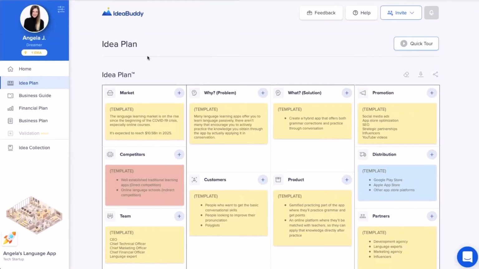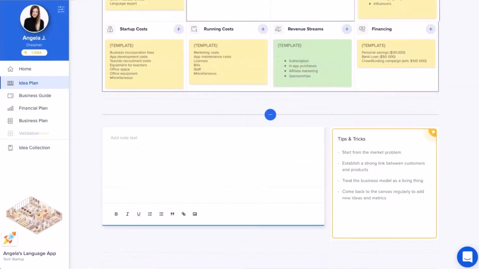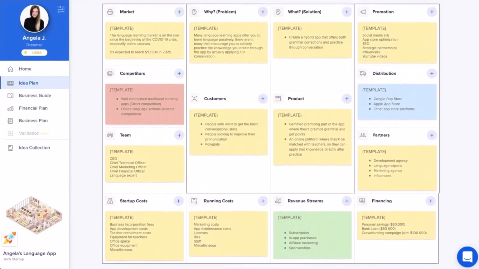Here in the idea plan, you can really work out and develop your business idea. This is where you're going to work out the core concepts of your business model. You're going to ask yourself, why? What is the problem I am trying to solve? And who am I trying to solve it for? Who are my customers? Who are my clients? And what is the solution that I am going to provide them?